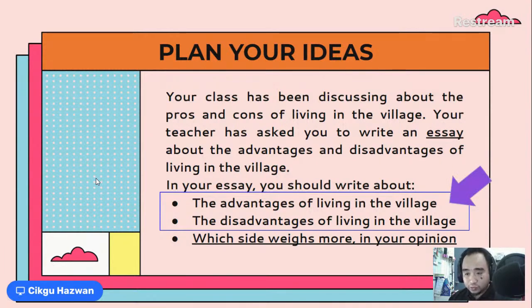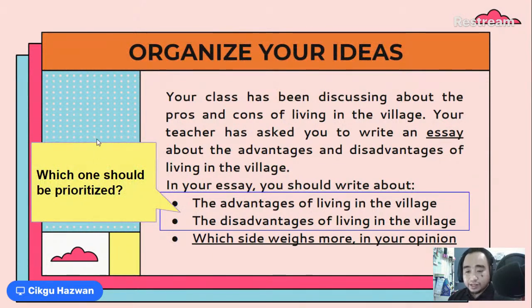When we plan the essay, we have to focus on this part, the advantages and disadvantages of living in the village, and then which one should be prioritized. Remember, at the end, you are going to take a side. So in my opinion, if you are supporting this, you start with advantages. If you are against it, you start with disadvantages. As long as your ideas are coherent, there's a link between ideas.